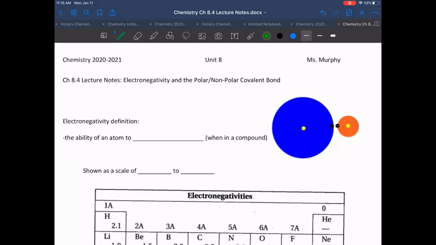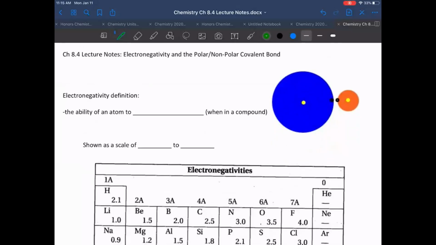So we're talking about electronegativity today, and we're also going to be talking about the polarity of molecules. So there's some new terms that we're going to be learning about. So what is electronegativity? Well, that's just an ability of an atom to attract electrons.